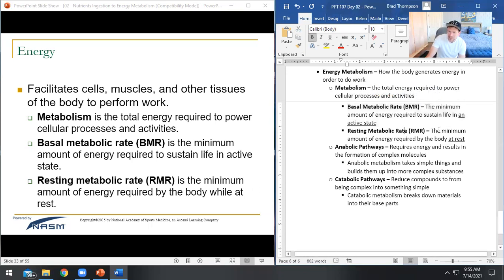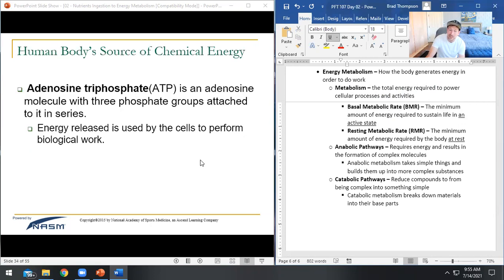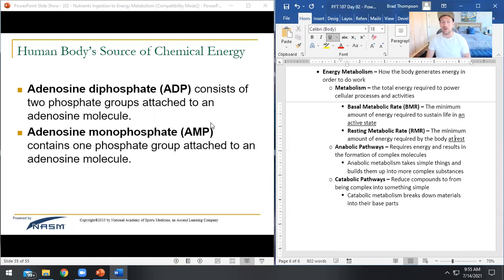Your resting metabolic rate is the minimum amount of energy required by your body at rest. So if you were literally put into a coma and barely kept alive, don't even necessarily have to breathe or anything like that, that's going to be your resting metabolic rate. Like I said, they're essentially the same thing because we never actually measure either of those situations that way. We just use a mathematical formula, but it's going to describe how many calories worth of energy you burn every single day and how much ATP you are generating.